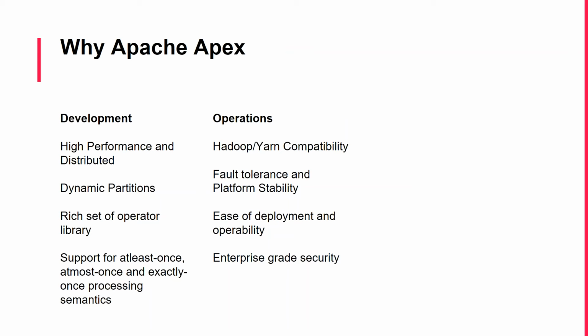So why did we choose Apex? There are a few reasons. One is, from an operational standpoint, the YARN compatibility is pretty helpful for us. We already have a data lake with all the data here, so being able to reuse the compute and the nodes around it is pretty helpful. The platform is pretty fault tolerant and stable. Even though it's a new project for Apache, it's been in production and battle tested for a while. I think it's since 2012, right? I'm assuming.